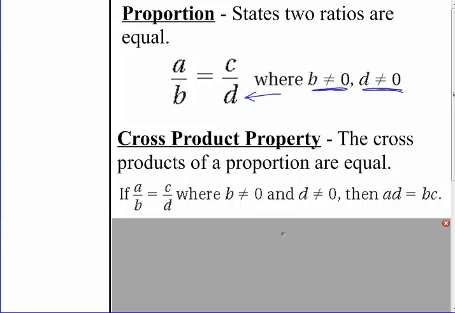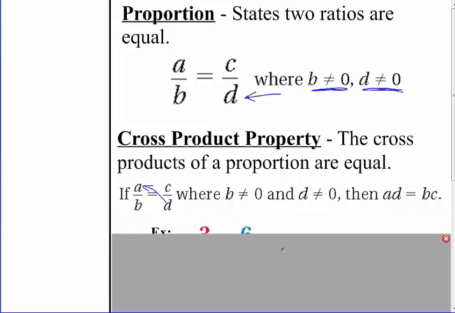So what it means by cross products is that you multiply D with A to get AD. So that gives you AD. Equal sign is still in the middle. Then you multiply B times C, it's going across. So BC would equal A times D. And that's what we have over here on the side.